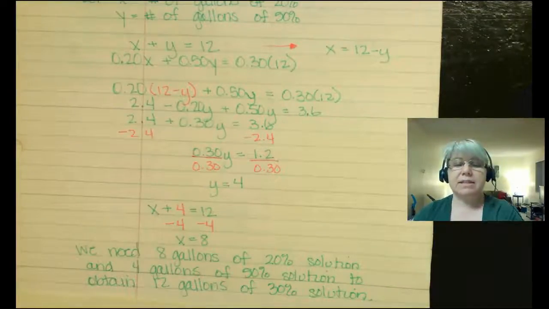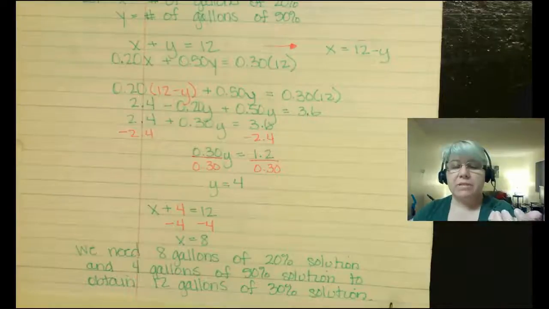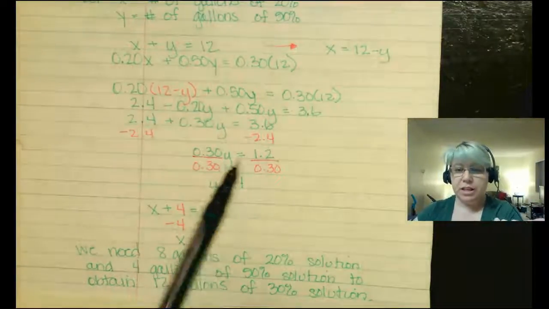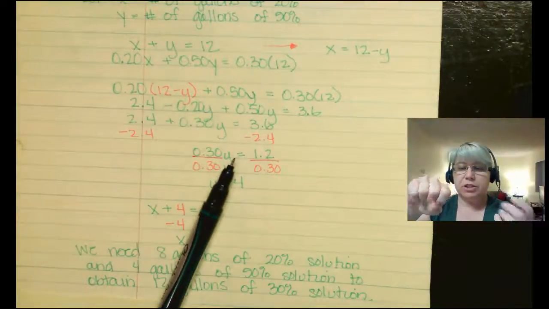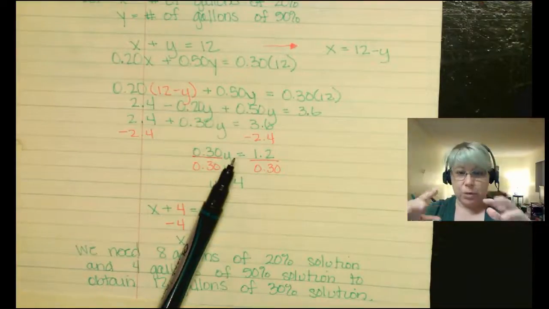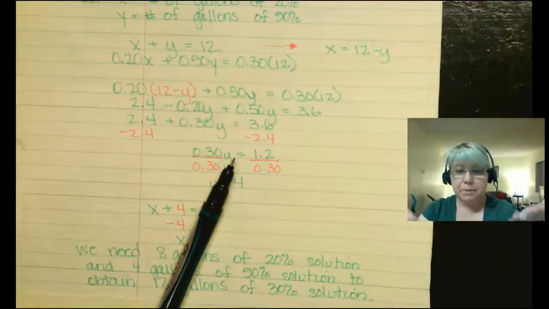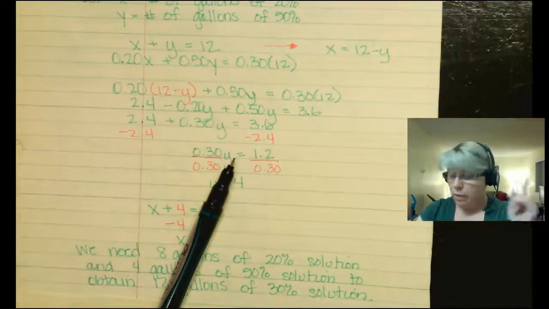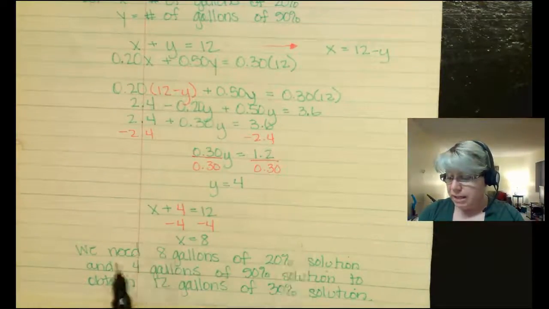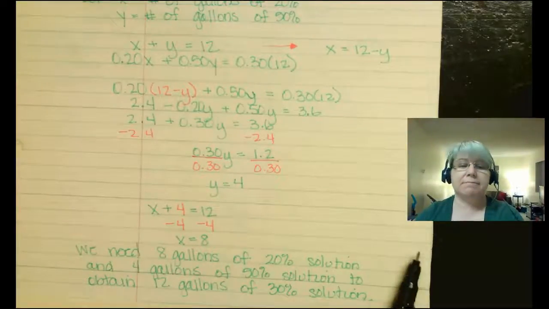Think of it like this. If you have 50% solution and you mix it with 20% solution, it's going to get diluted down, right? So you're going to get some number between 20 and 50. It's just how much of each do you need? Well, you need 8 gallons of the 20 and 4 gallons of the 50%.